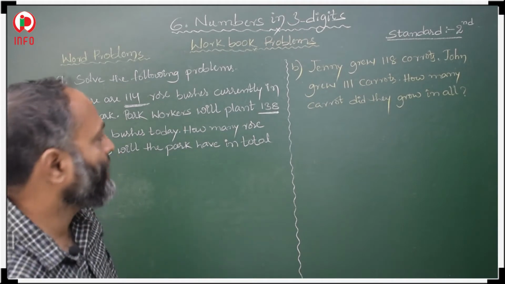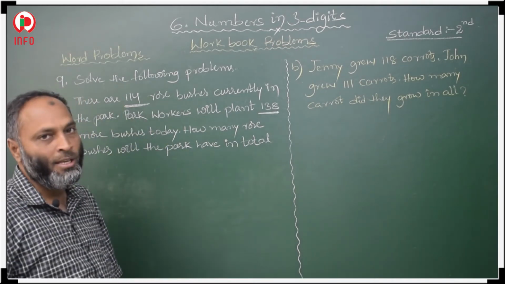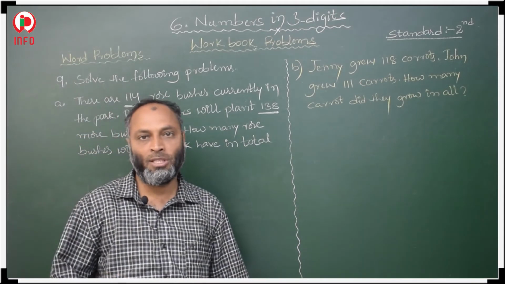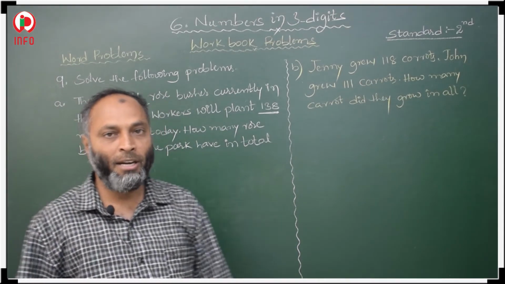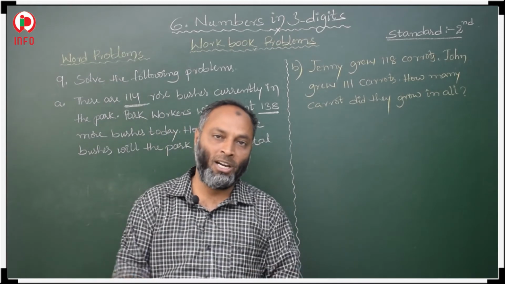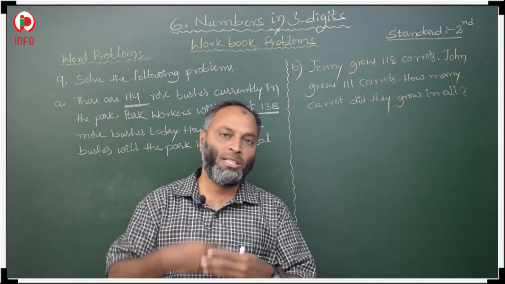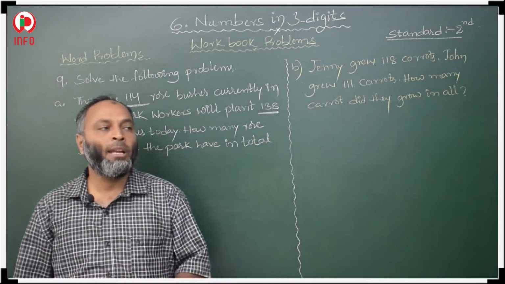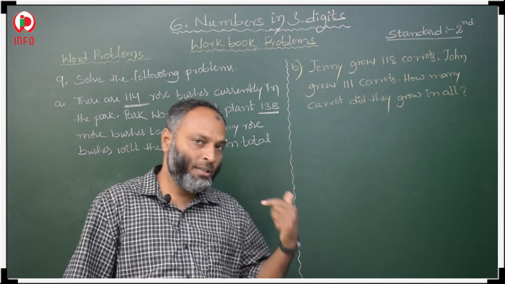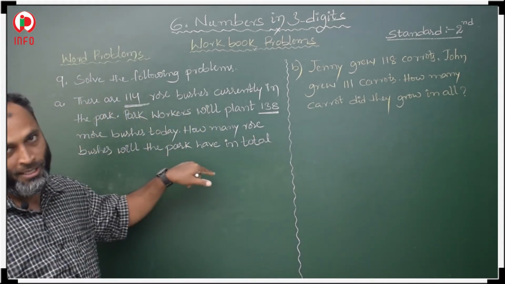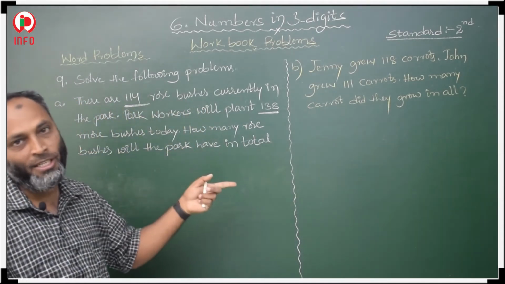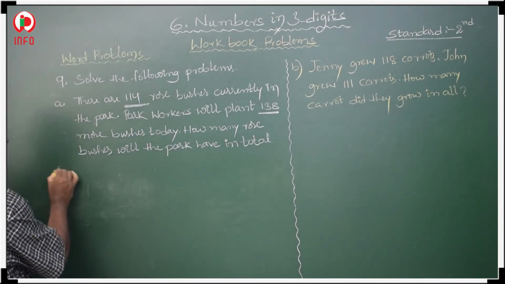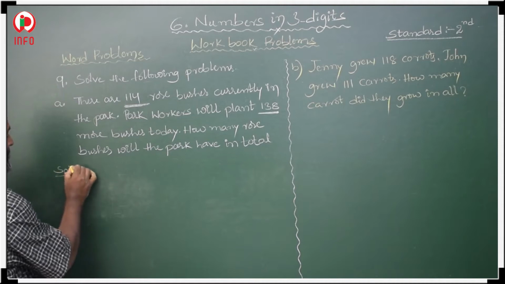First, how many bushes were there? 114. Then today how many plants did they plant? 138 rose bushes they planted. Planted means they added, so we have to add. Already there, more bushes planted, that means we have to add. So first read and understand, then decide. Then what we have to do? Addition here. Then after that, steps. Then we have to find total rose bushes.